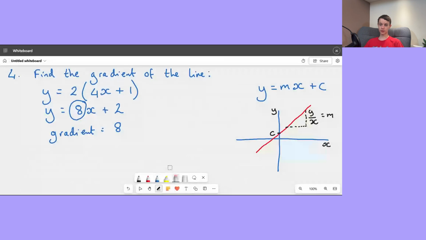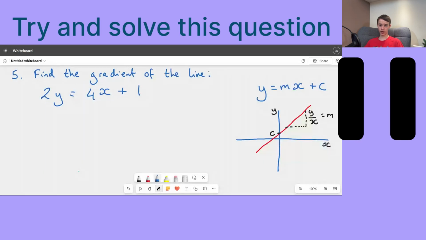I hope that it's helped you with your understanding of gradients. Let's have a look at a few more questions. Have a try at solving question number 5.